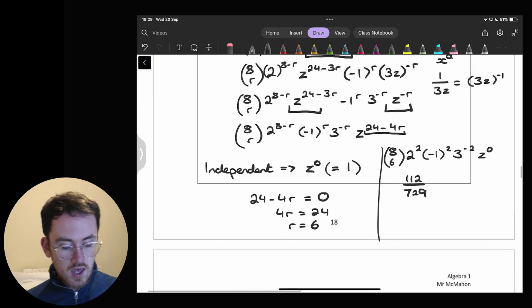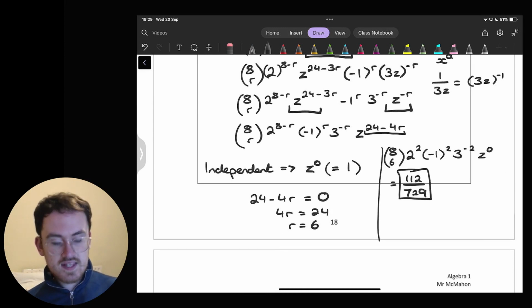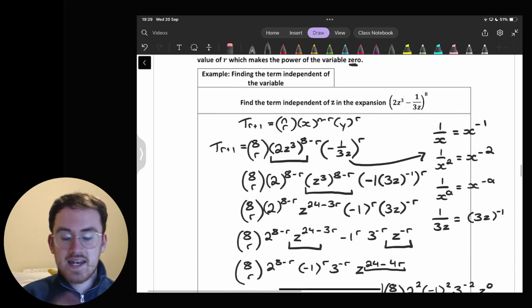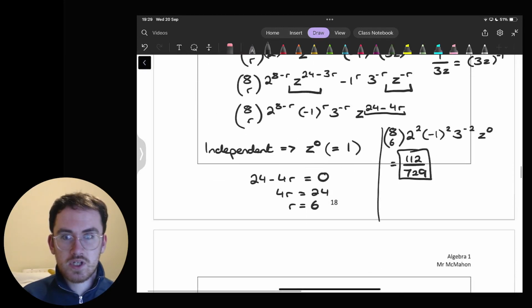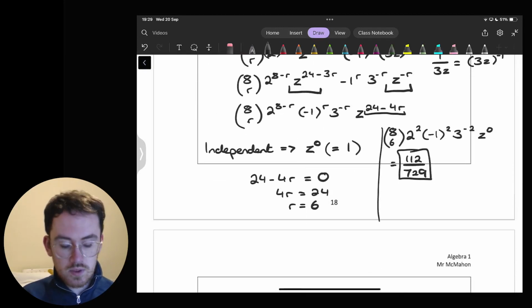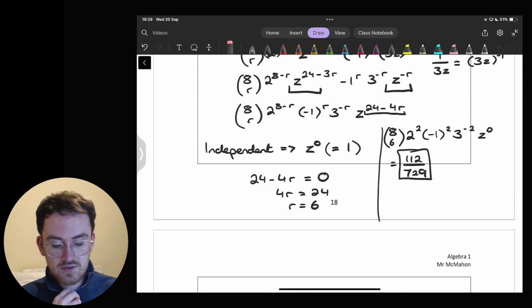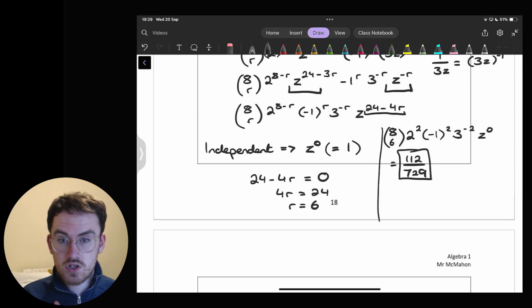What's important with this example specifically is that it can help us if we're asked to find any particular power of z. If we were asked to find what term would have z to the power of 1, we would take this part here and put it equal to 1. Or equally, if we were asked to find where z is to the power of 2, we could set that equal to 2. If we're asked to find the coefficient of x squared, that tells us I need the power of z to be 2.